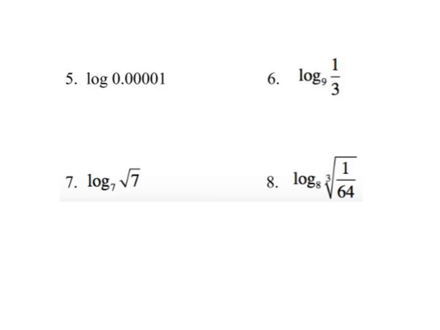Now we get a little trickier. Log of 0.00001 has a decimal. So I like to first of all change it to a fraction. If I count my place values, this is 1 100,000th. So it's saying log of 1 100,000th. So I really have log of 1 over 10 to the 5th. Remember, the base is understood to be 10 here, so it's really saying 10 to what power is equal to 1 over 10 to the 5th. Well, hopefully you recognize my exponent would have to be negative. It would be negative 5.